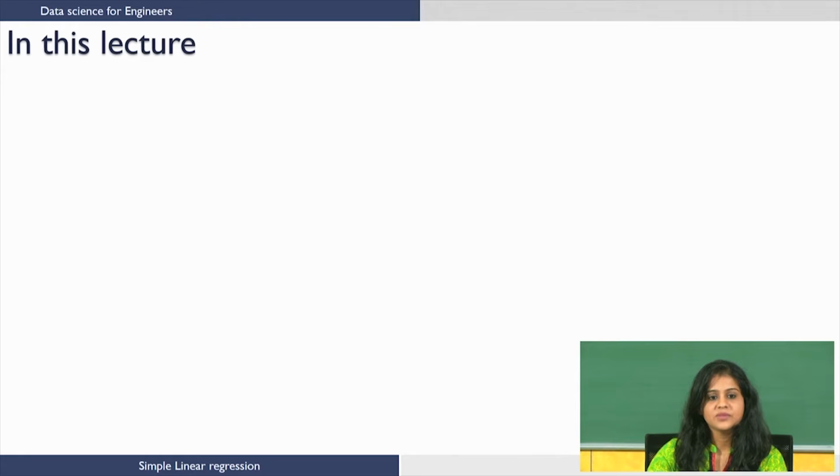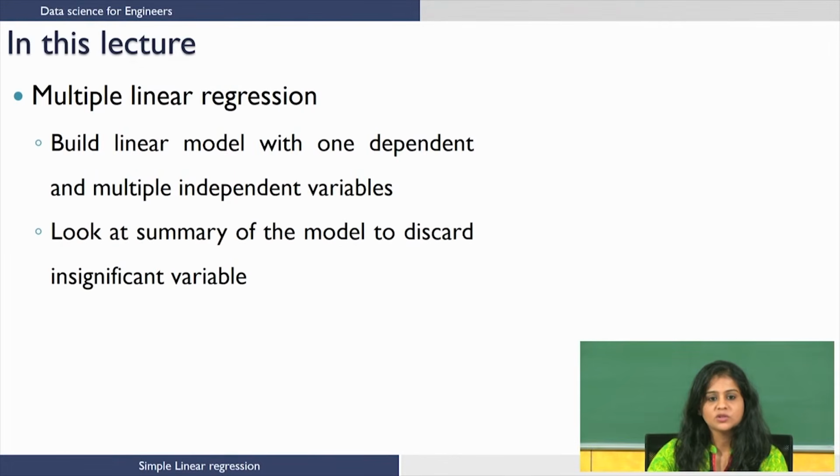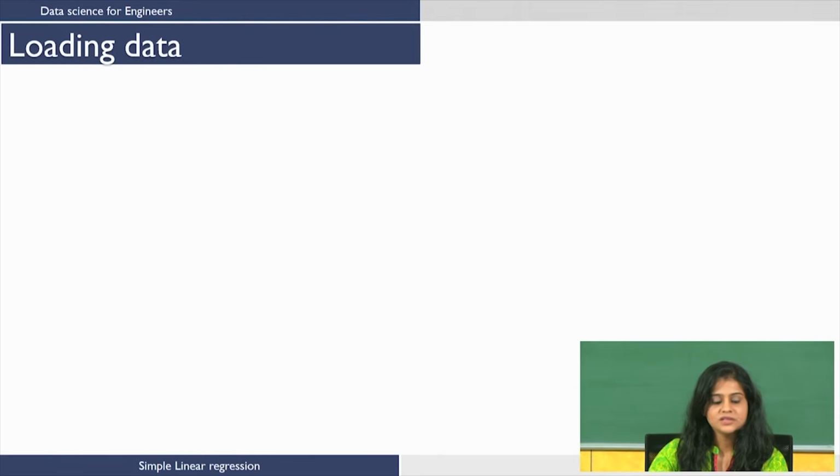In this lecture, we are going to extend all of this to multiple independent variables. So, it is called multiple linear regression, and in this we are going to build a linear model with one dependent and multiple independent variables. We are also going to look at the model summary and identify the insignificant variables and discard them and rebuild the model. We will also look at how to identify the subset of variables to build the model. This is called model selection. So, let us start by loading the data.